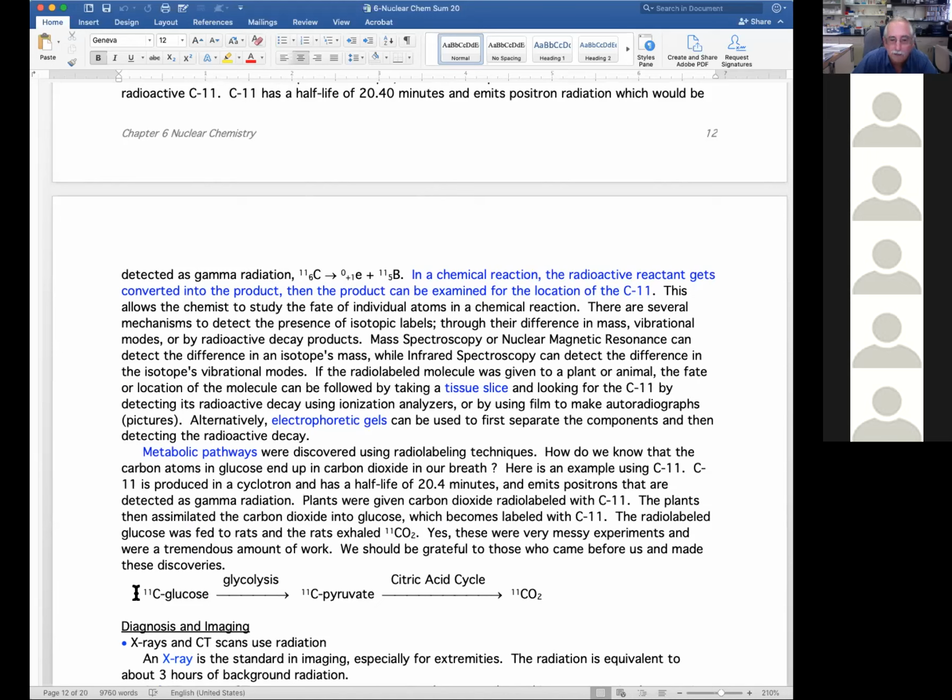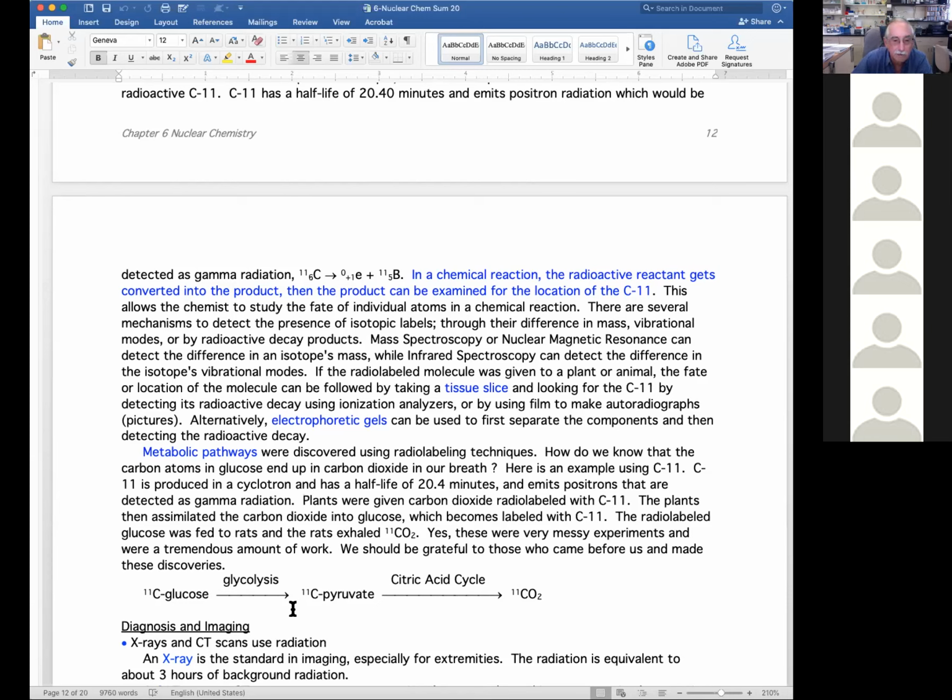Okay? So I can give a rat or something like that radioactive glucose, and then I watch what happens to that glucose molecule. In this case, it gets converted into pyruvate, which is the end product of glycolysis. So what happens to the carbon in glucose? Well, it turns into a carbon in pyruvate. And if I were to stop it at different parts over here, I would be able to map out all of glycolysis and where the carbon goes from one point to another.